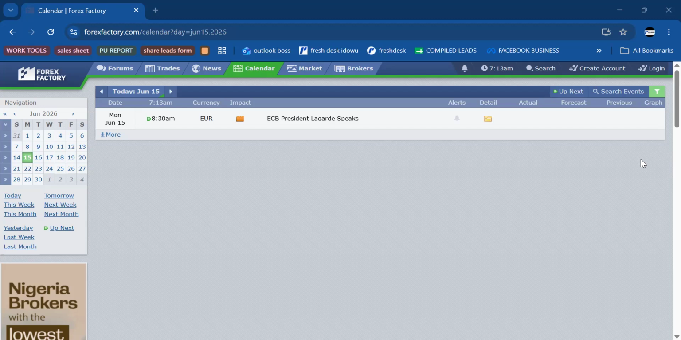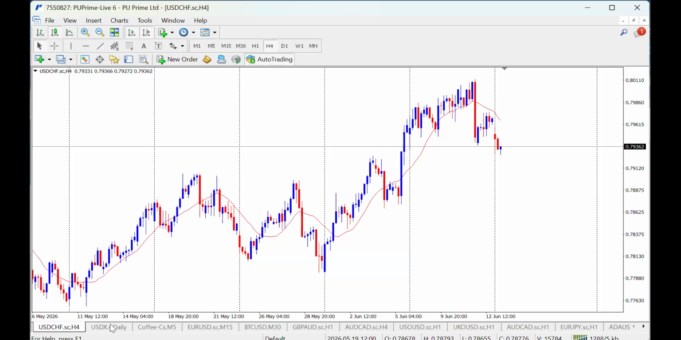Aside from this, we don't have any other fundamental events coming up. So let's jump over to the charts where we get to analyze and look for opportunities made available to us in order for us to make money. All right, let's go straight to the charts. I'm going to be starting off from the UXDX now.